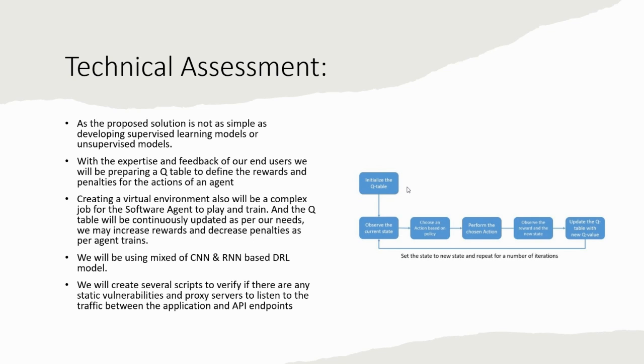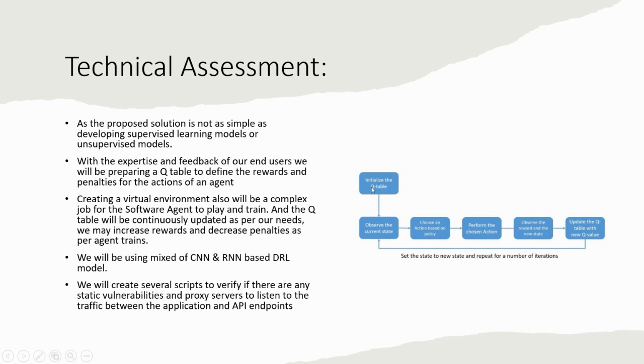Okay, and here we will be using a mix of CNN and RNN. CNN is nothing but convolutional neural networks, and RNN is a DRL-based model. So as I said, it's not such a simple algorithm as what we use with supervised or unsupervised methods. And as part of the solution, we will create multiple Python-based scripts to identify any static vulnerabilities. We will introduce some proxy servers that will act as an intermediary between the API endpoints and the application, so they can listen to all the transfers between the applications, and they will listen for the data also. Okay, and this is a common thing usually done in DRL.